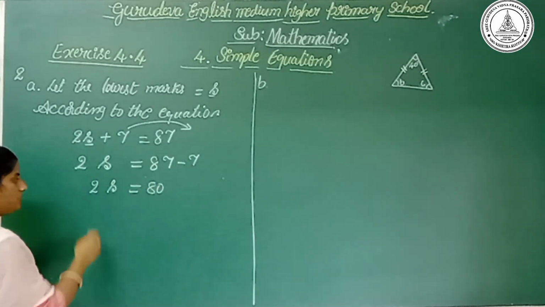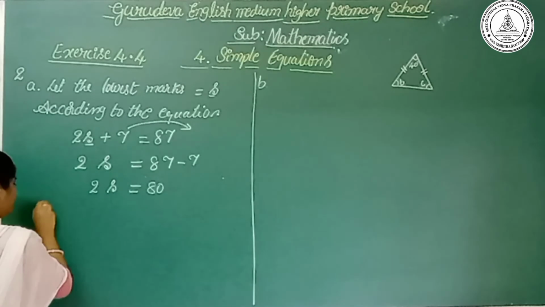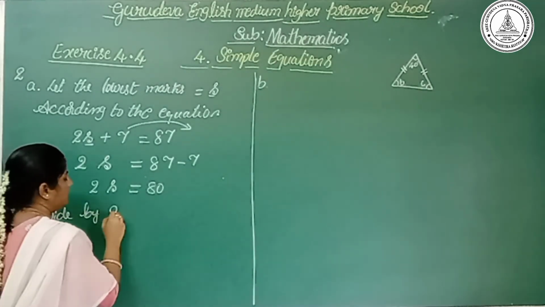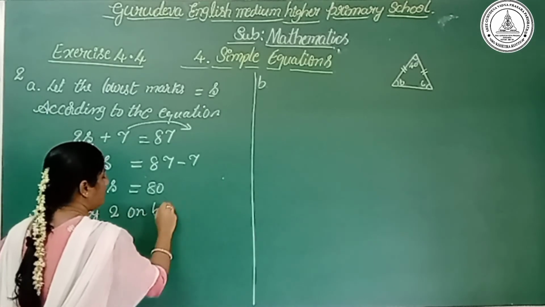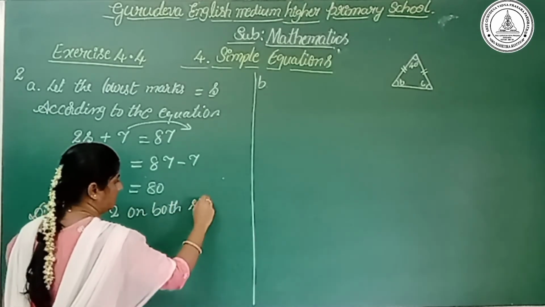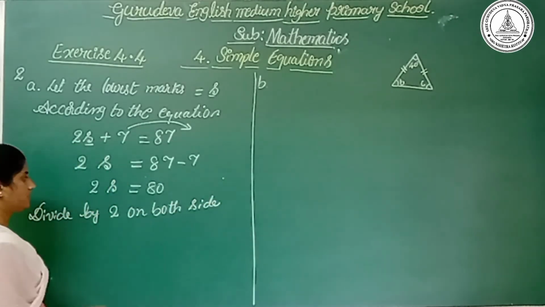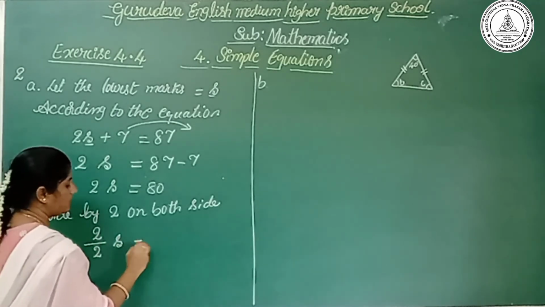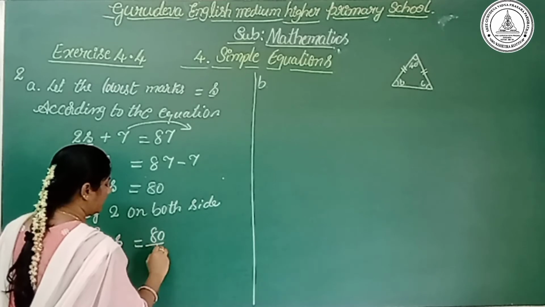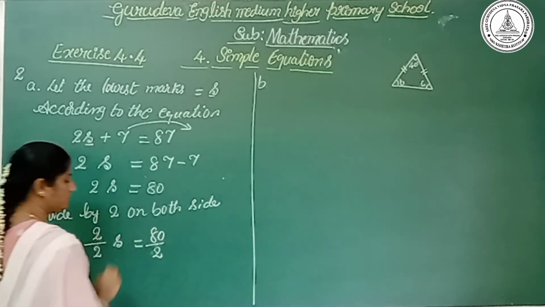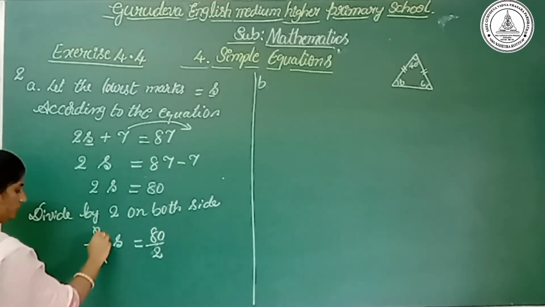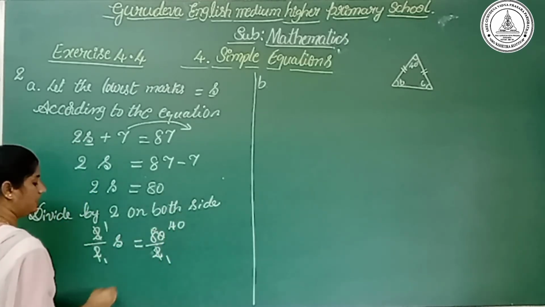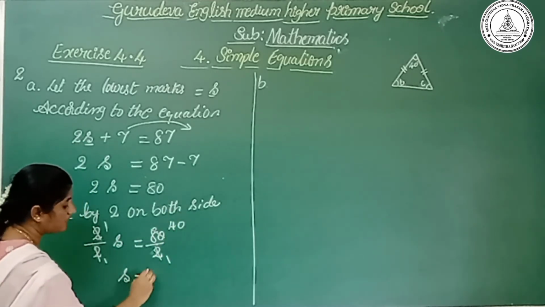The next step, divide by 2 on both sides. Then what do we get on the LHS? 2 divided by 2 into S, which is equal to 80 divided by 2. Now simplify. 2 ones are 2, 2 fours are 8. So the lowest score is equal to 40.